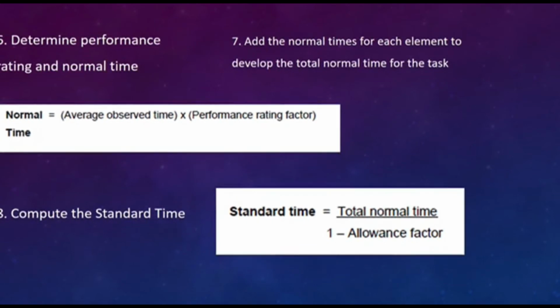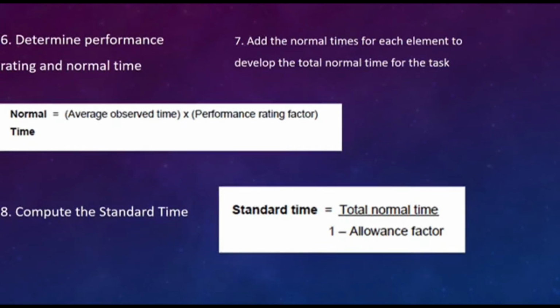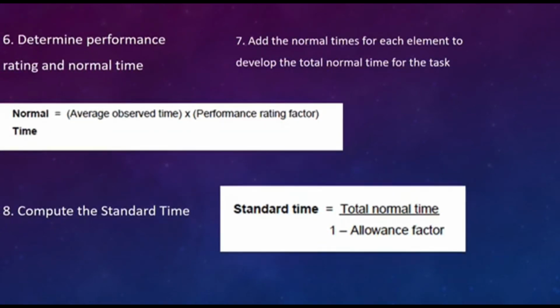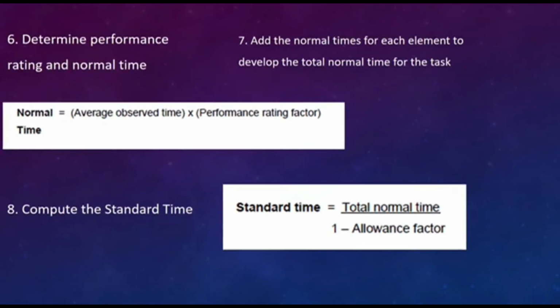6. Determine performance rating and normal time. 7. Add the normal times for each element to develop the total normal time for the task, and then compute the standard time.